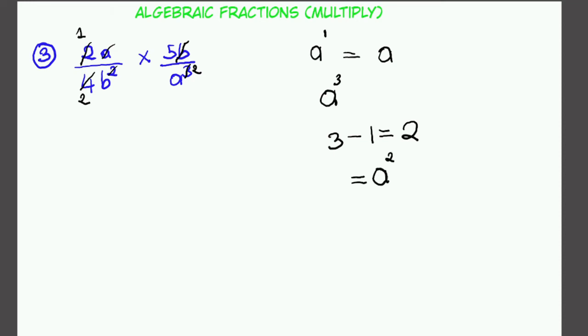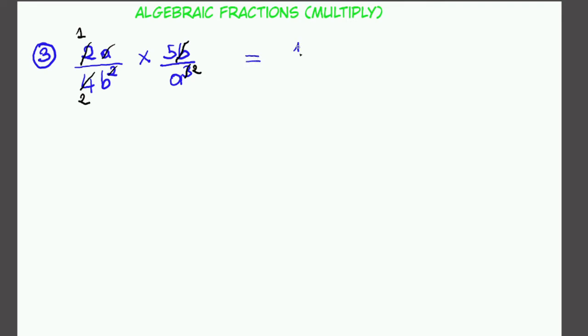And the same thing for b. This b with a power of 1 is equal to b itself, and b squared has a power of 2. When dividing, it would be 2 minus 1 equals 1, leaving us with b to the power of 1, which is also b itself. What are we left with?